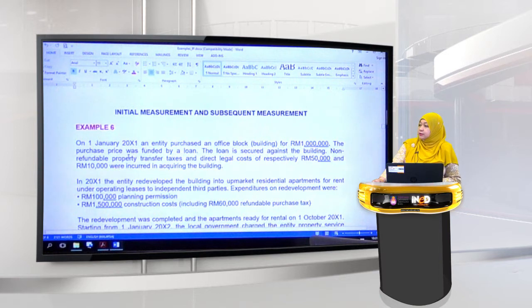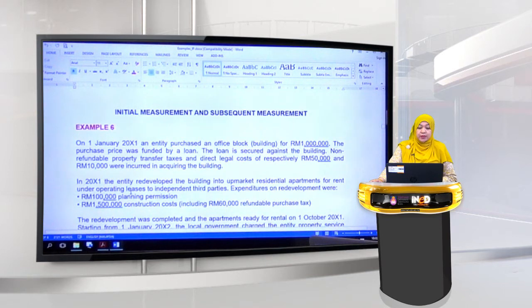On 1st January 2000X1, an entity purchased an office block for 1 million. The purchase price was funded by a loan. The loan is secured against the building. Non-refundable property transfer taxes and direct legal costs of respectively 50,000 and 10,000 were incurred in acquiring the building.